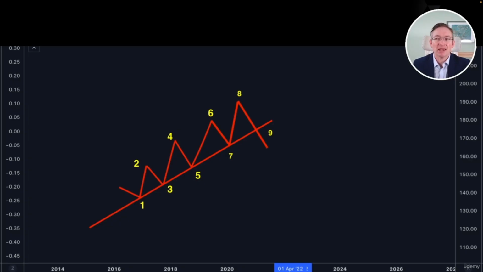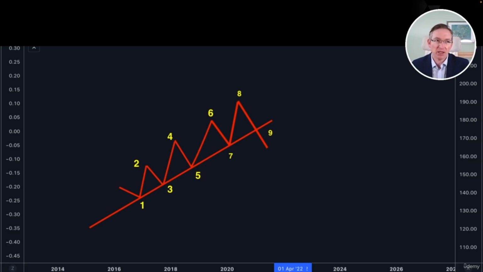But it's only confirmed at point 5. So once the market pulls back to that trend line and respects it, you now have a confirmed uptrend. Now what that means is that points 5 and 7 become positions where traders can add to long positions.